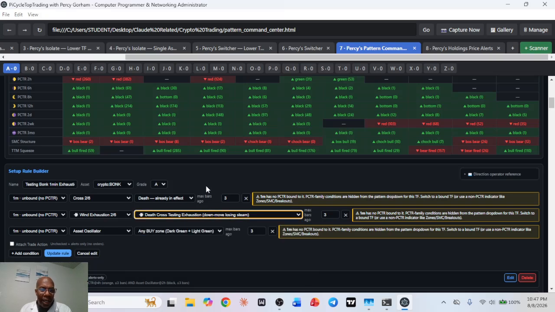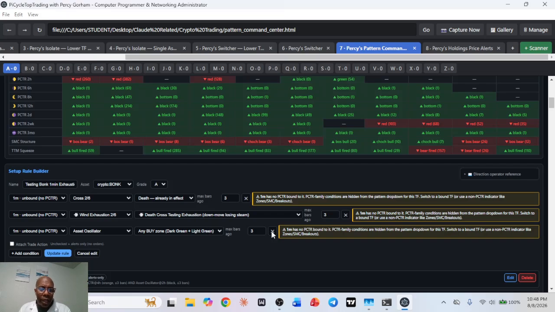All right, so we got that. We got the death cross already in play. We got the win exhaustion there of the 2 and the 6 death cross. And we have the asset oscillator, right? And it's just to alert any buy zone, dark green to light green. And that's the asset oscillator that we saw on the chart at the very beginning when we had TradingView actually looking at the chart.